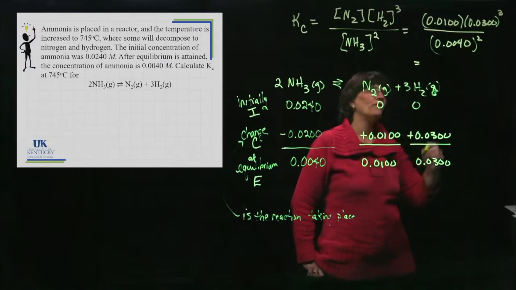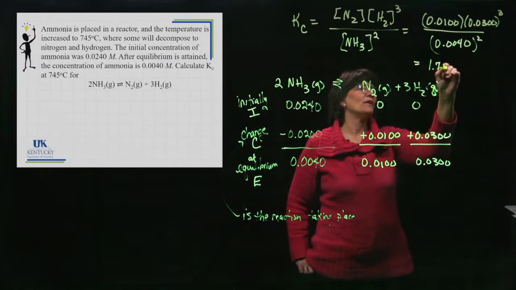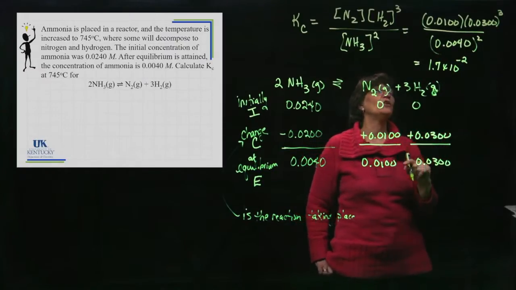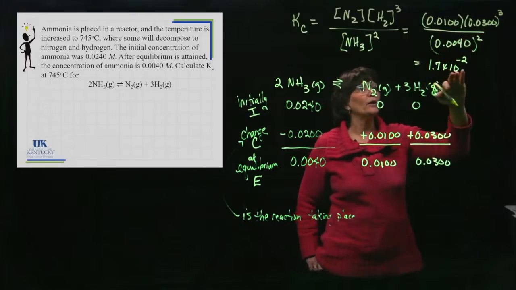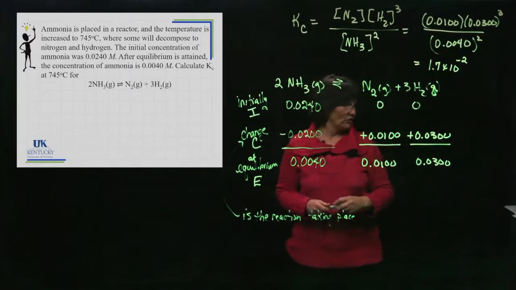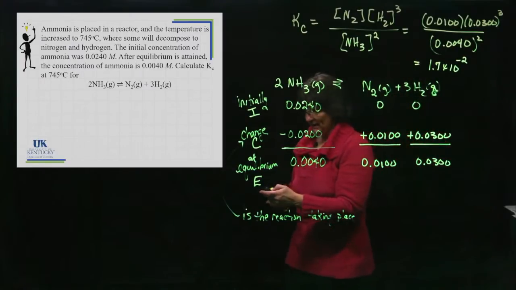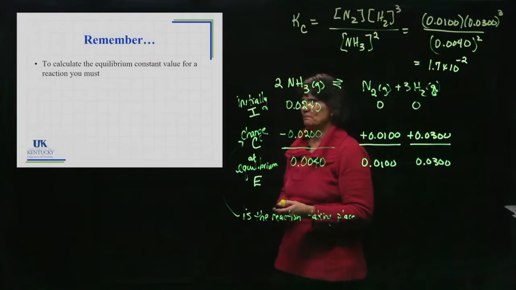So when we plug in all our values, I have 1.7 times 10 to the minus 2. Does this have a unit? No. I plug everything in molarity, but that is a unitless quantity. Okay, let's see what's next. I think that's the last calculation for this one.